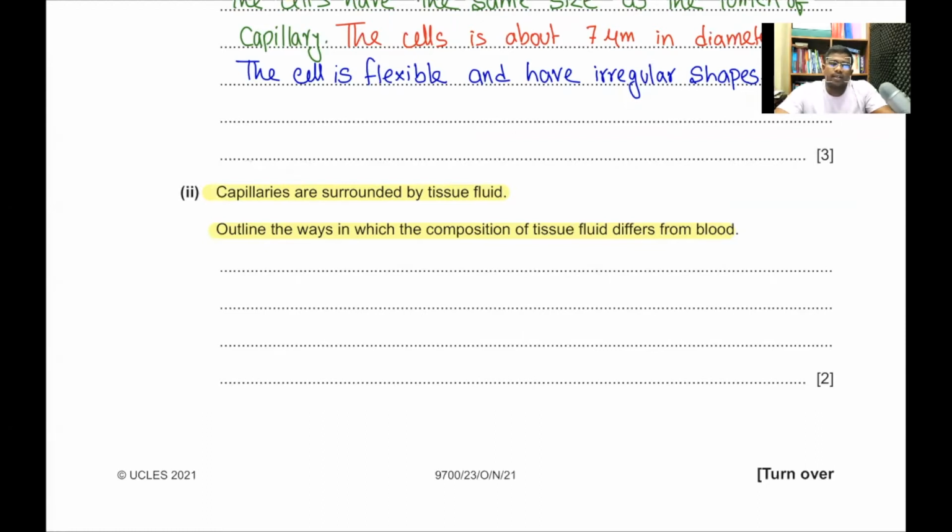Tissue fluid has less glucose, fatty acid, and amino acid. Tissue fluid has a low concentration of oxygen, because in blood the concentration of fatty acid, glucose, and amino acid is definitely going to be higher than that of tissue fluid, and oxygen concentration in blood is definitely going to be higher than that of tissue fluid, so that the concentration gradient is towards the tissue fluid all the time.